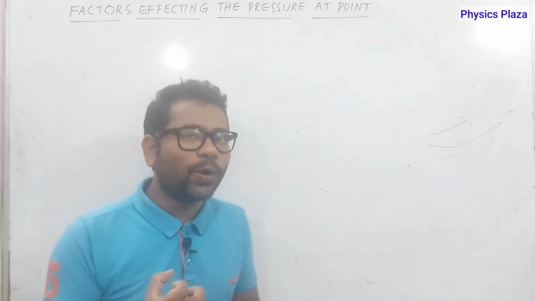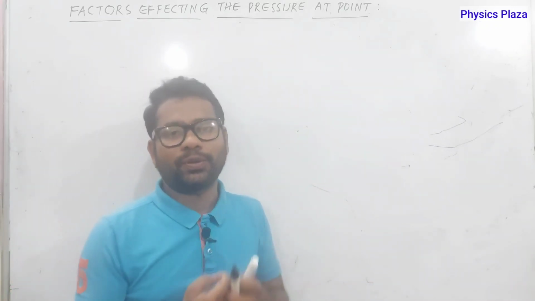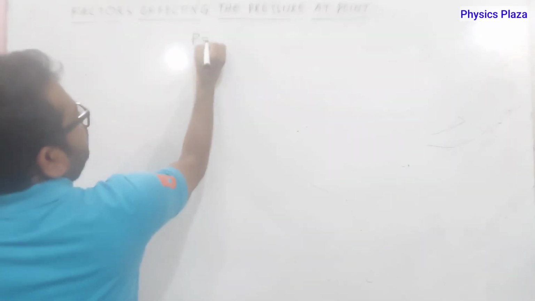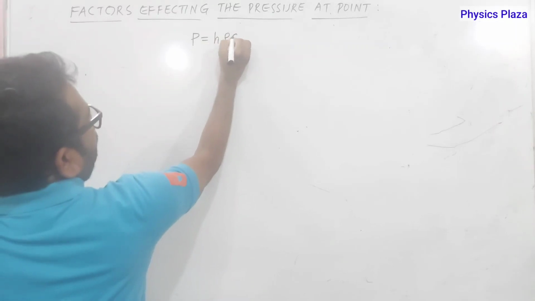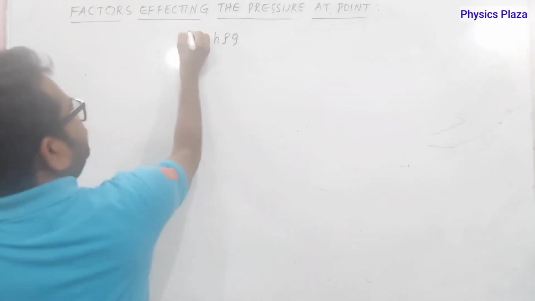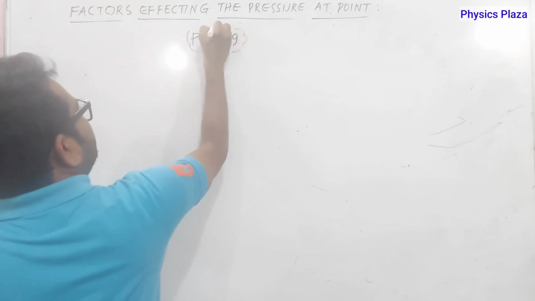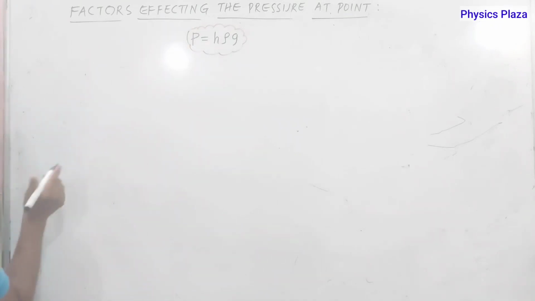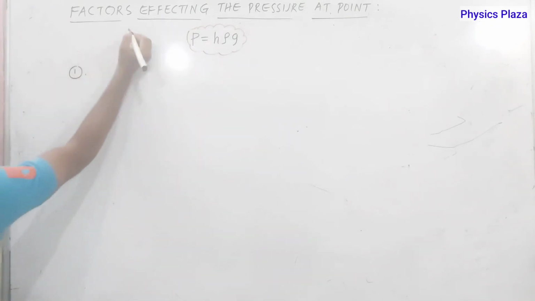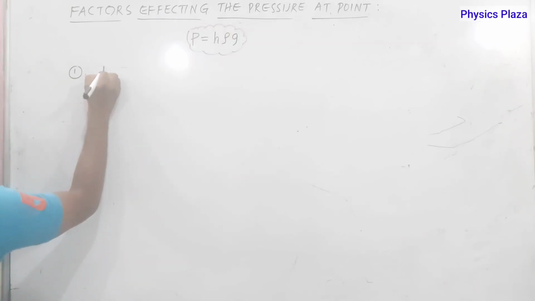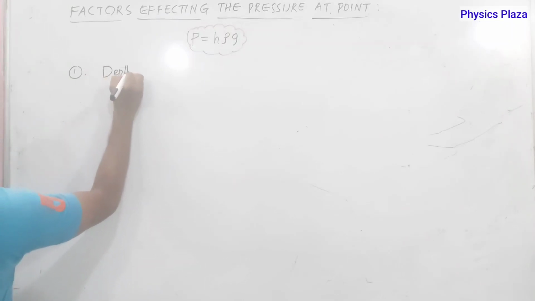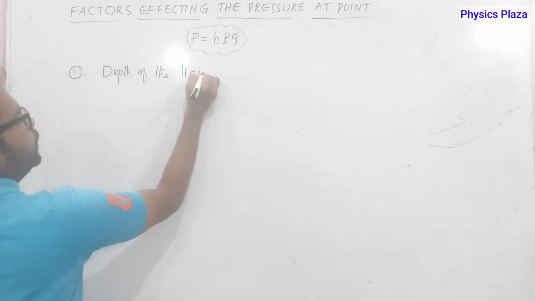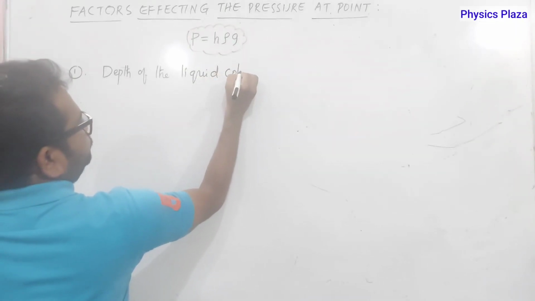So children, let us recall once again the expression which we got just before. What is that expression, children? That is P is equal to H rho g. H, children, this is very important to understand. P is equal to H rho g. Okay, fine. Let us see the first point here. So, children, the very important thing here is the depth of the liquid column.